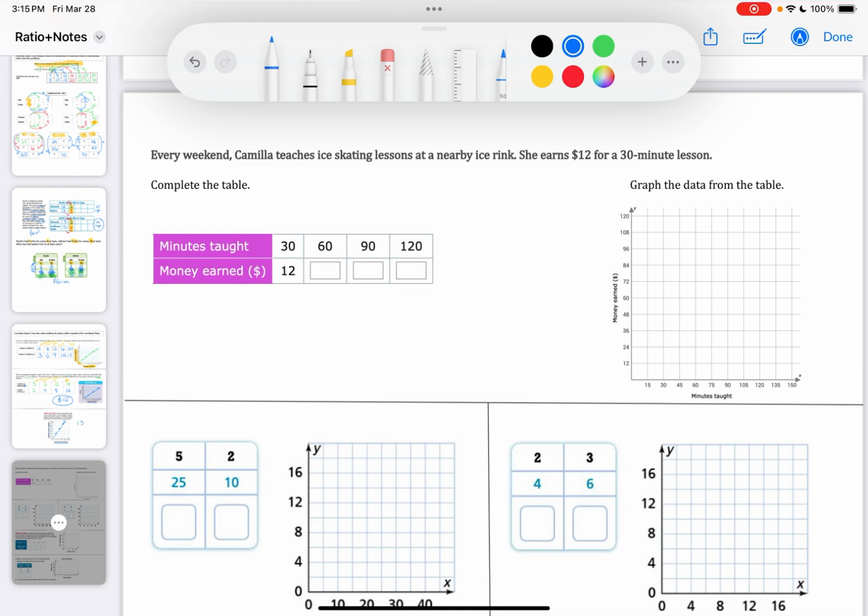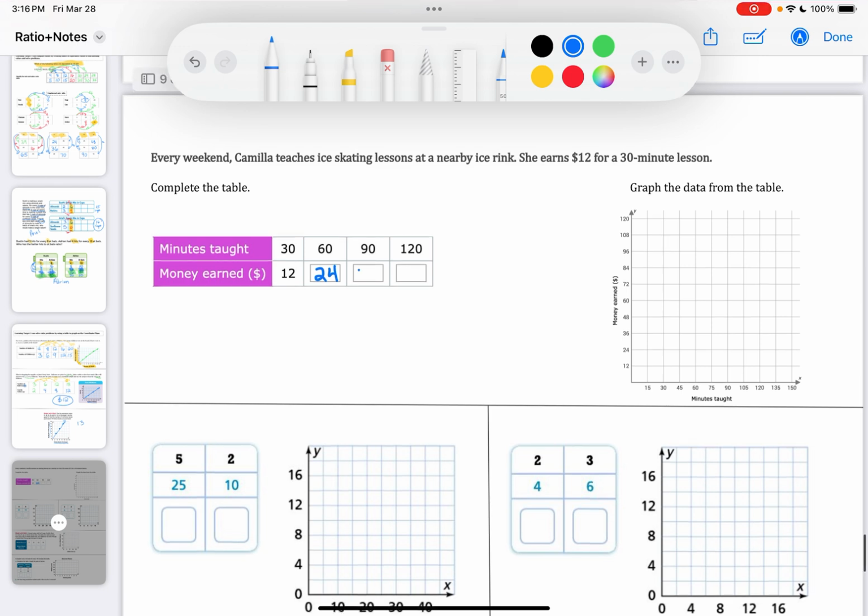Every weekend, Camilla teaches ice skating lessons at a nearby ice rink. She earns $12 for a 30-minute lesson. So we have minutes taught. She makes $12 for 30 minutes taught. So for 60 minutes, I think that would double it, so it's 24. At 90 minutes, that would triple it, so it's 36. And 120, that would be 30 times 4, so $48.